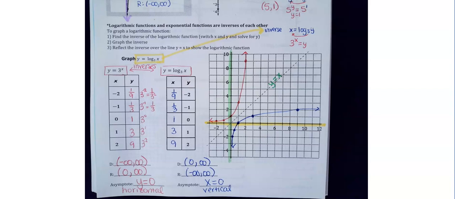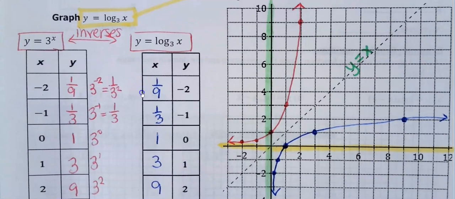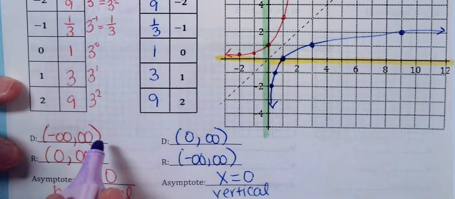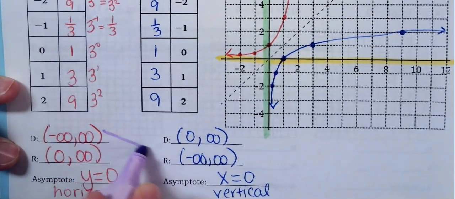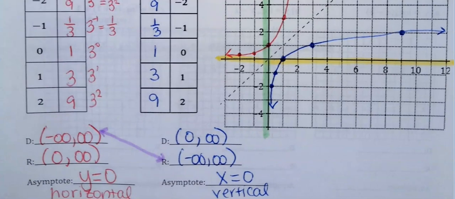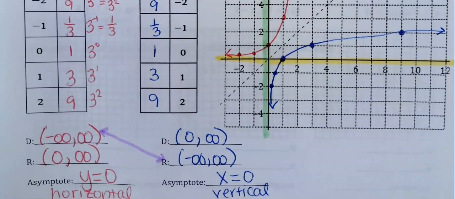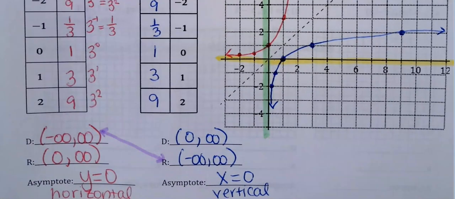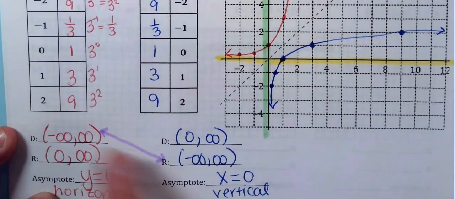And then maybe just real quick before you guys flip over, I just wanted to show you this. At the very bottom here, if you do have inverses of each other, the domain of the original will be the range of the inverse. They switch. Anytime you have inverses, it doesn't have to just be logs and exponentials. It could be like square roots and quadratics. It could be cube roots and cubics. Anytime you do this, the domain of the original is the range of the inverse.